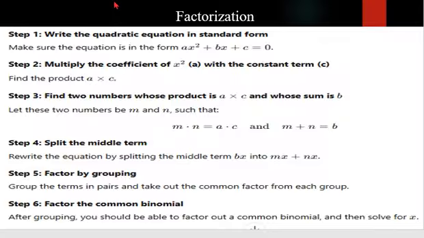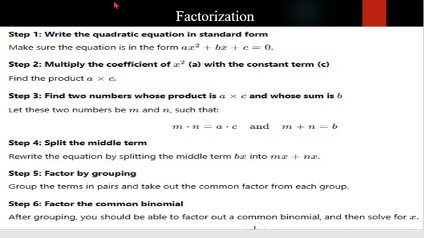Here let's say we have any equation which is in the form of ax square plus bx plus c is equals to 0. So what we have to do for factorization, first multiply a with c, means coefficient of x square, that is a, with the constant term c. So we'll get a into c. Now find two numbers whose product is a into c and whose sum is b. So here m into n is equals to a into c and m plus n should be b. Fourth step is split the middle term. So we have to split the middle term in such a way that it should be mx plus nx.